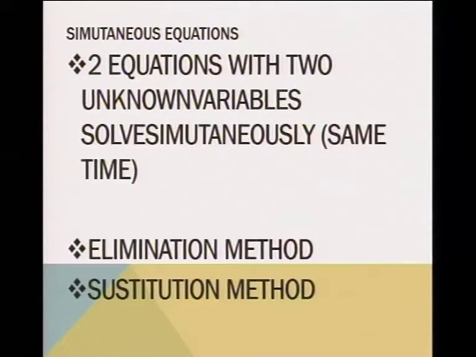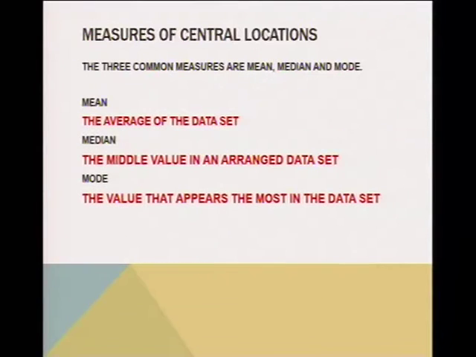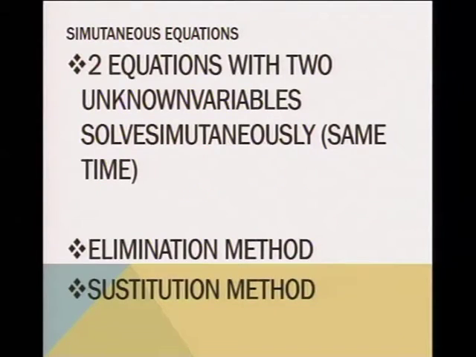Simultaneous equations. Two equations with two unknown variables that are solved simultaneously or at the same time. We use the elimination method and we use the substitution method. In one of my presentations earlier, I've shown how to use the elimination method and how to use the substitution method.